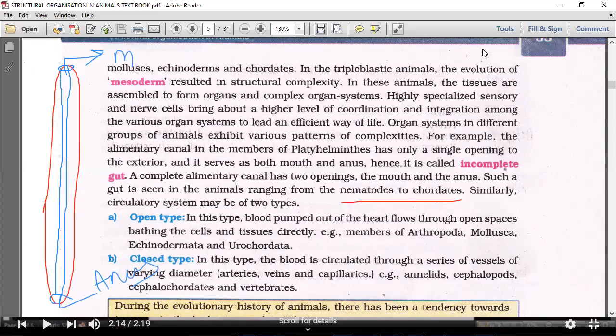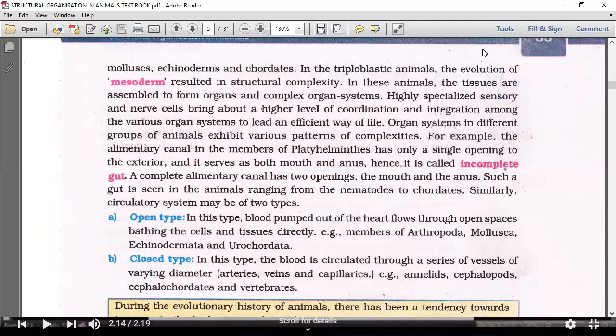Based on the gut, we said there are two types. One is sac-like, another is tube-like. Sac-like gut, which contains only one opening that acts as both mouth and anus, is there in phylum Platyhelminthes. And the tube-like gut, which begins with the mouth and ends with the anus, is seen in phylum Nematoda to Chordata. So that's it about sac-like and tube-like gut.